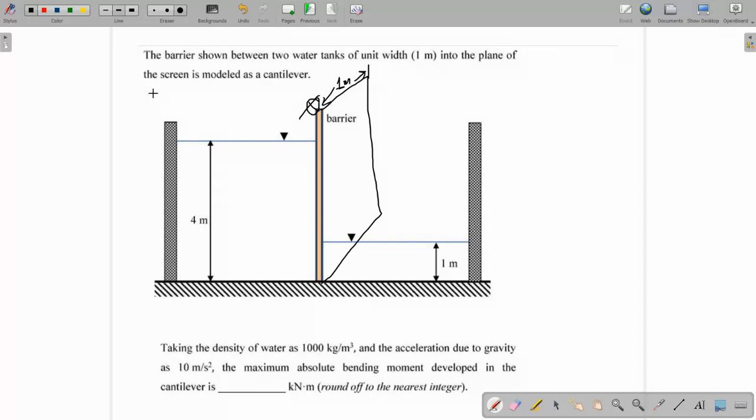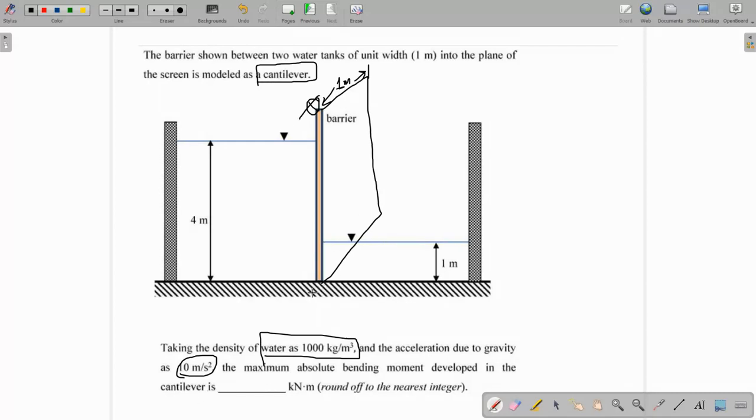And the screen is modeled as a cantilever, because one end is fixed and the upper end is free. Taking the density of water as 1000 kg per meter cube, the acceleration due to gravity as 10 meter per second square. Very good. The maximum absolute bending moment developed in the cantilever is.